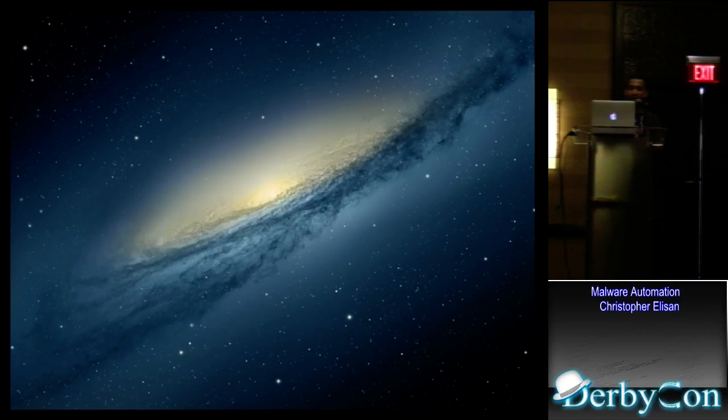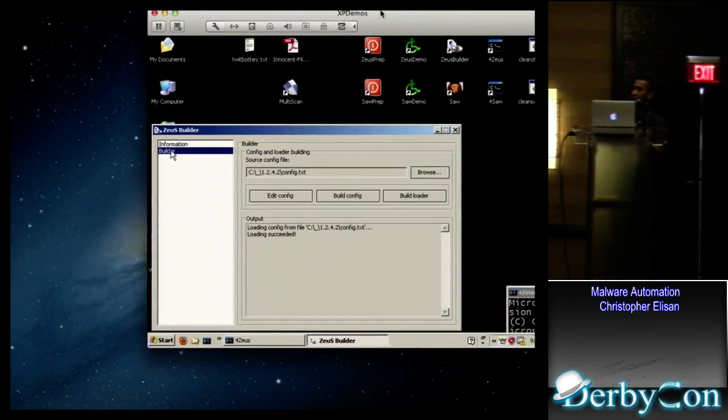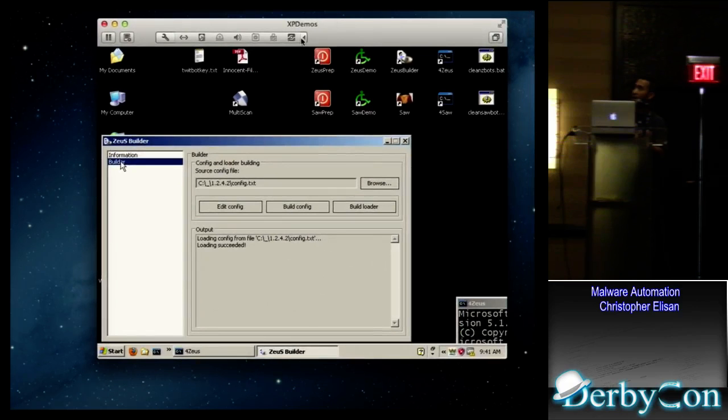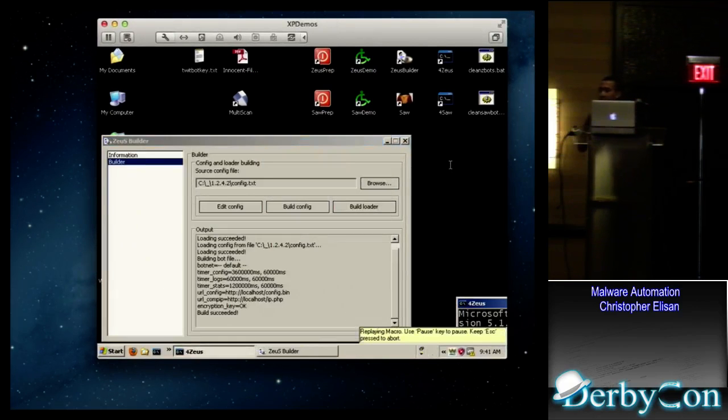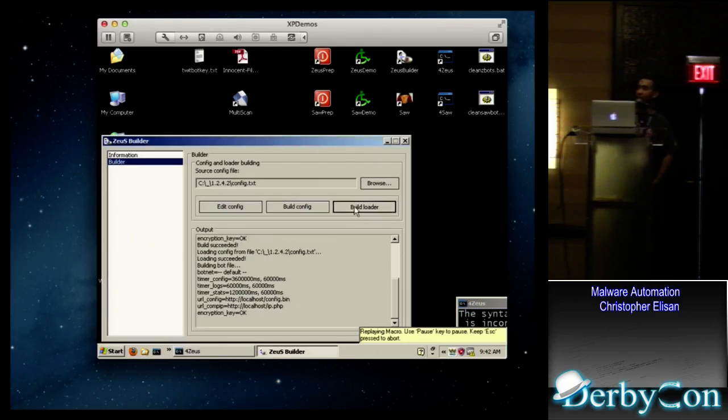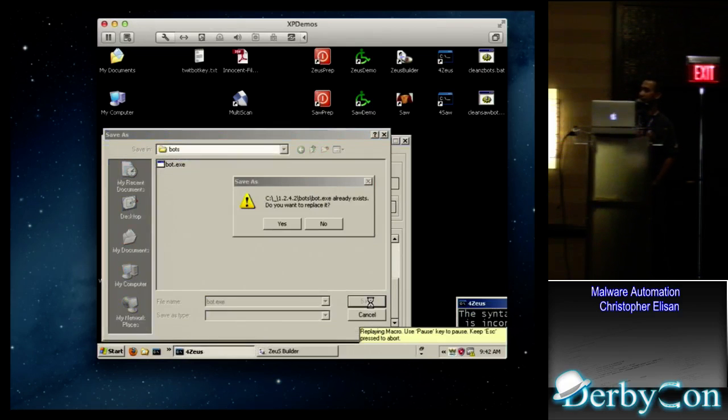So in this demonstration, I would use Zeus. So usually when you create this, it's user-driven. You create it one sample at a time. But when you automate it, oops, I think there was an error.